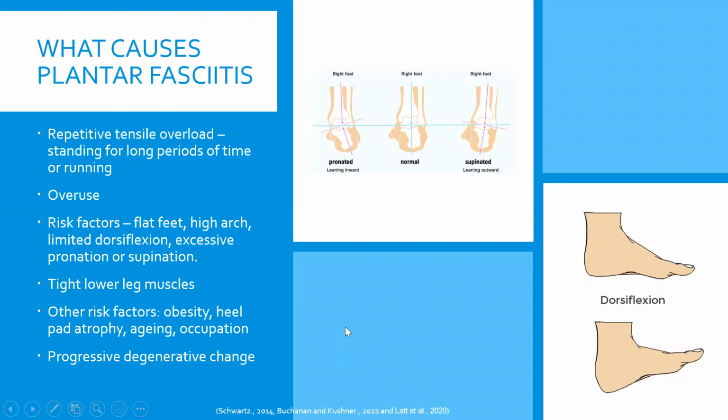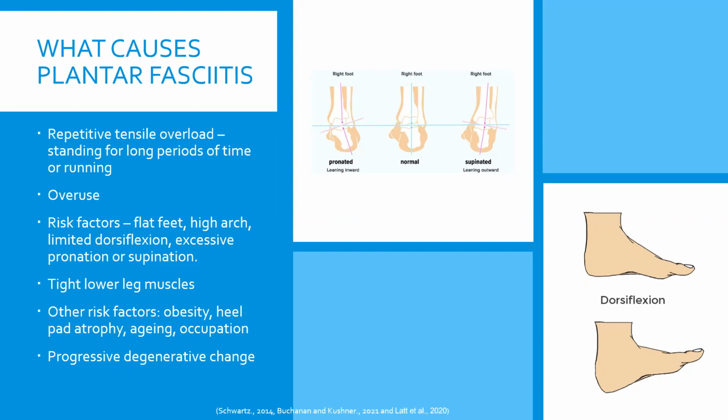So what are some of the causes of plantar fasciitis? Generally, it's thought that repetitive overload, so standing for long periods of time or running around a lot, can cause changes to the plantar fascia, this connective tissue that we were talking about earlier. So it can either be quite acute, which comes on quite quickly, or chronic, which lasts that little bit longer.